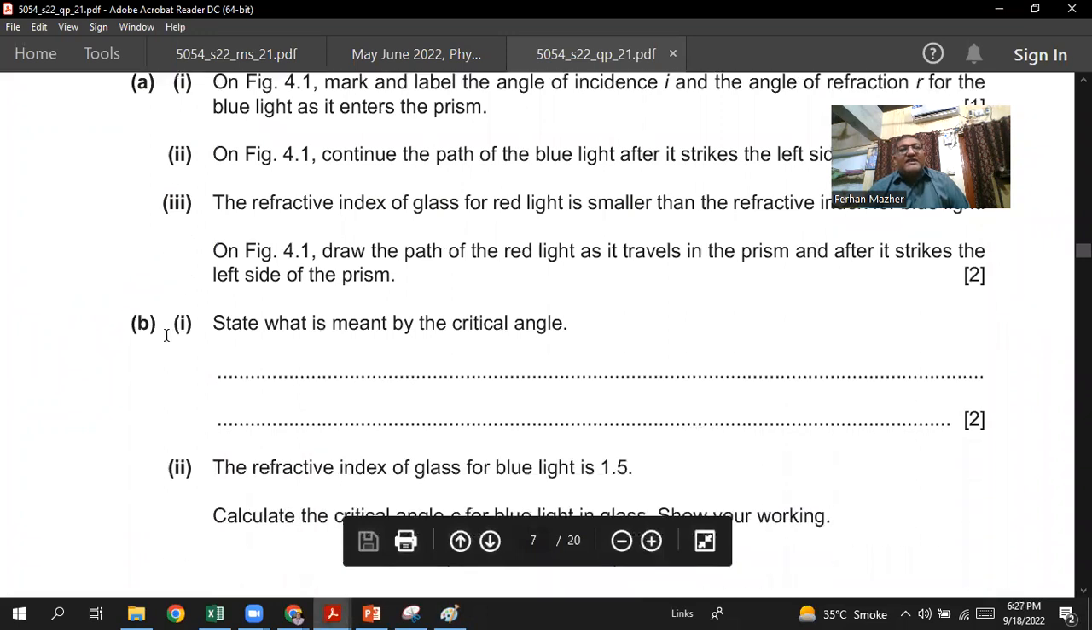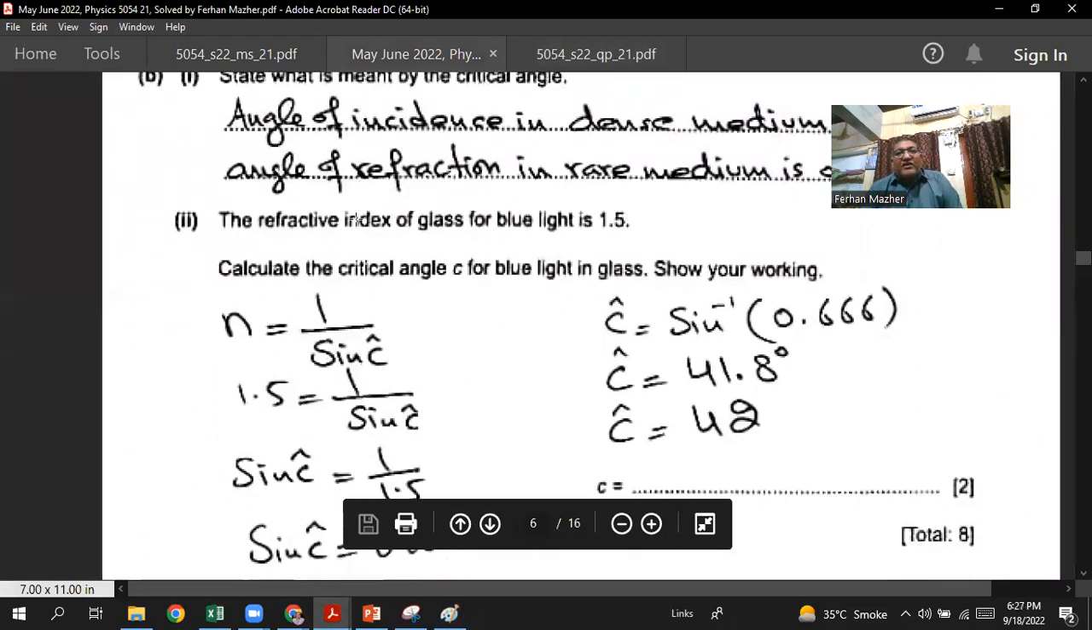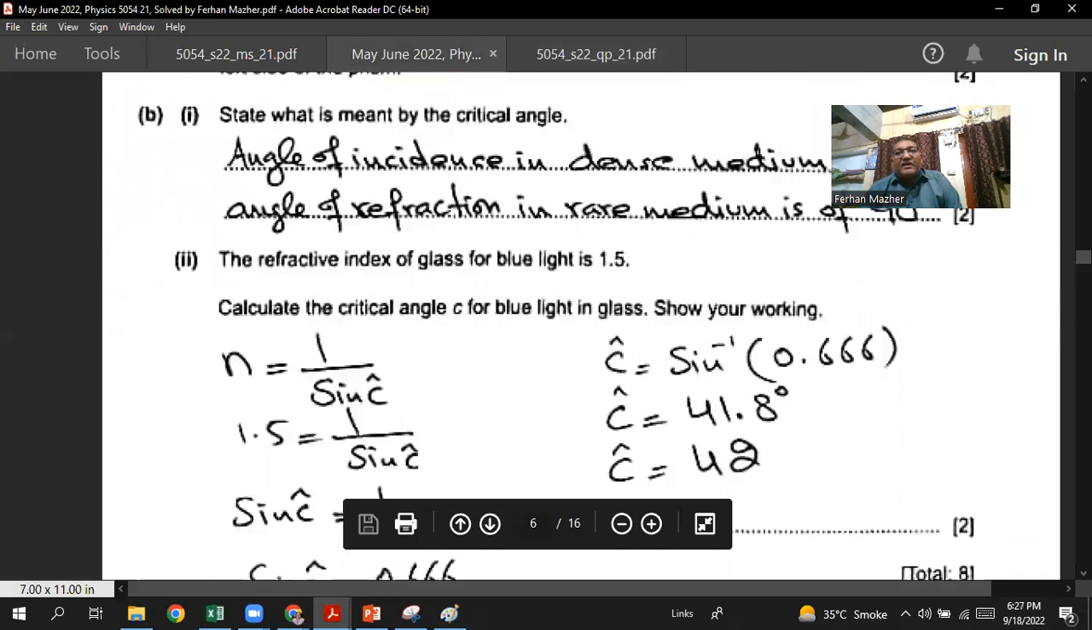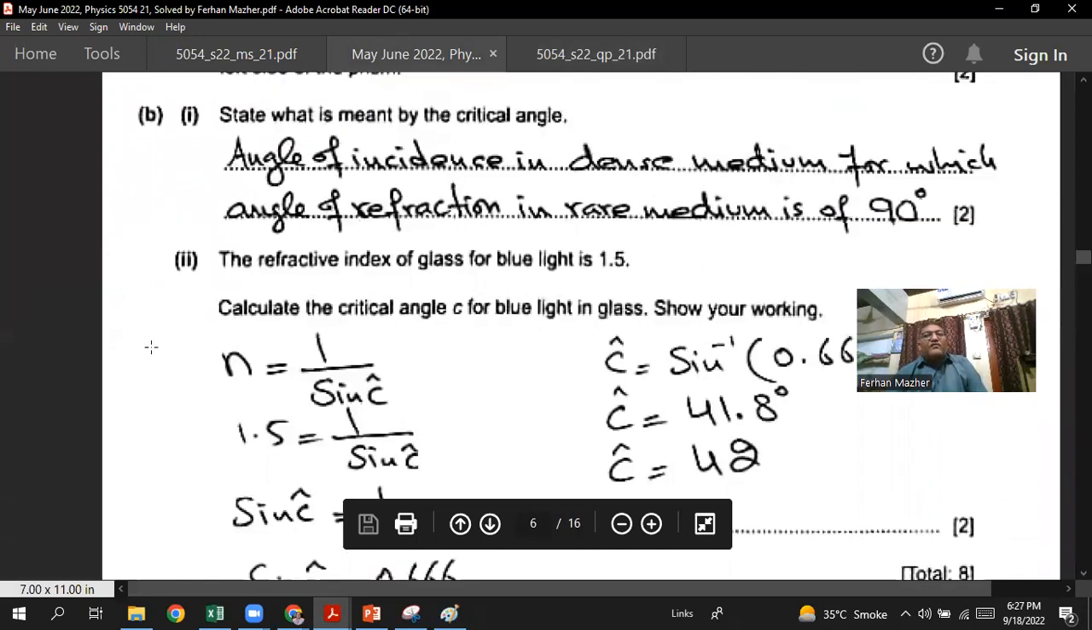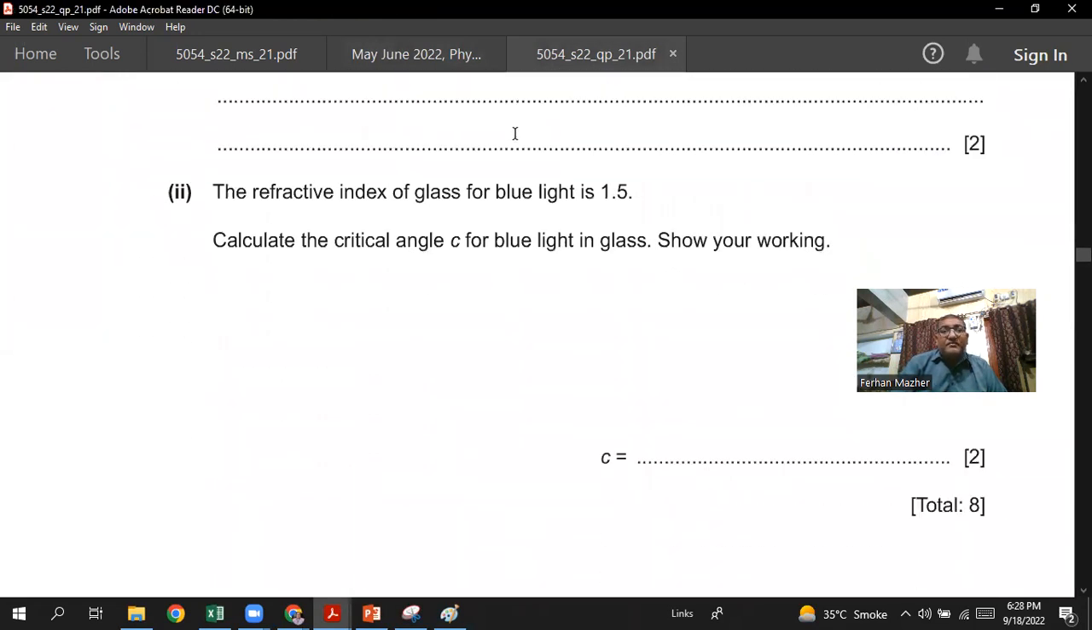Then it says state what is meant by the critical angle. The angle of incidence in the dense medium for which the angle of refraction in the rarer medium is 90 degrees. That angle of incidence in the dense medium is called the critical angle. So it's a simple, straightforward definition.